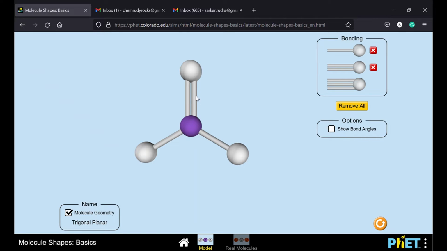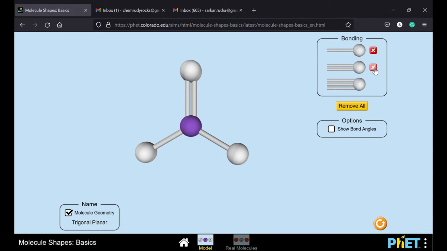Now the repulsion between a multiple bond and a single bond will be more because a multiple bond has more electron density. So if this is X, that is X, and this is Y, what will be the relation between X and Y? Will X be less or more than Y? We will say X will have a higher value than Y.